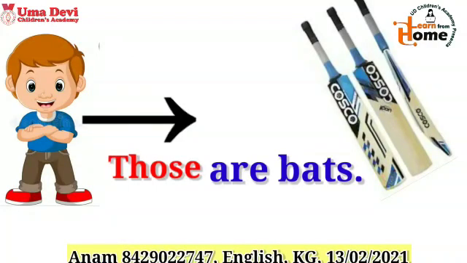Children, see this picture and read this sentence with me. Those are bats. This boy says those are bats. So here this boy has used those. Tell me why he has used those? Very good, because bats are not near to him. Bats are very far from him. Children, I told you when things are very far from us, we use the word those.